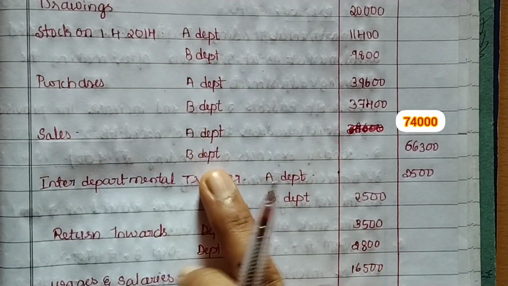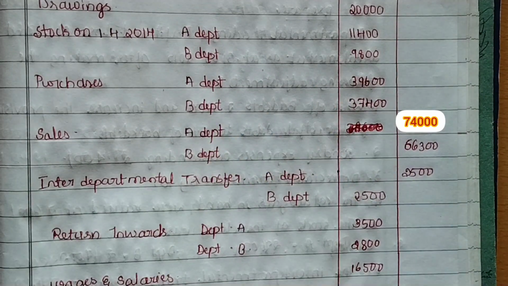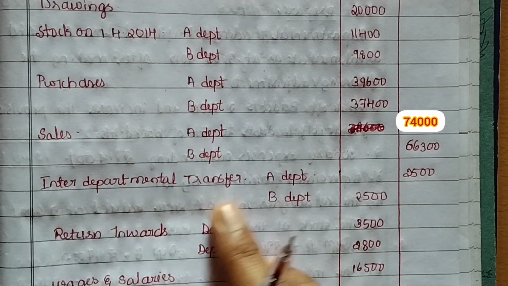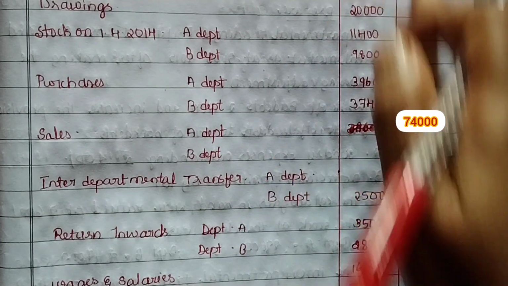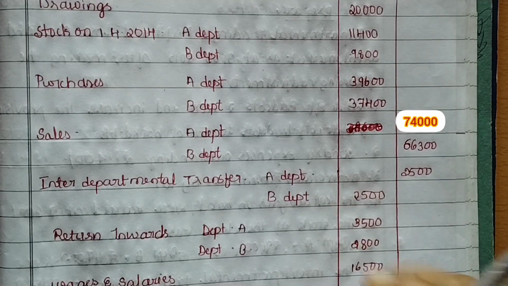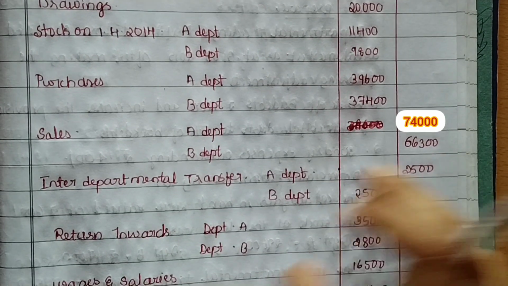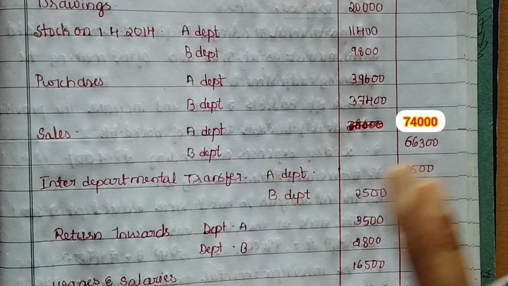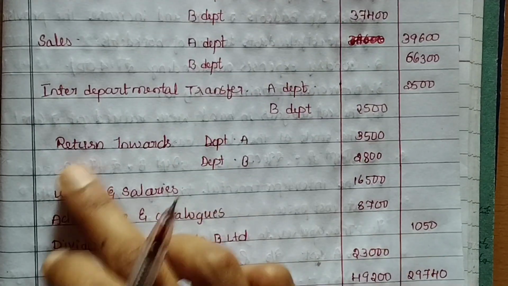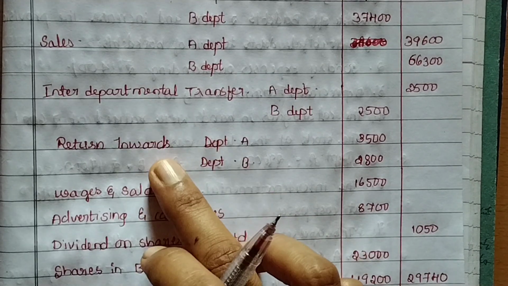Both departments' sales are given, then inter-department transfer, A department, B department, means A department has credit, B department has debit, which means only one transaction happened. You have to show it in both departments. That is the matter here. Only one transaction is there. Then return inward means sales return.